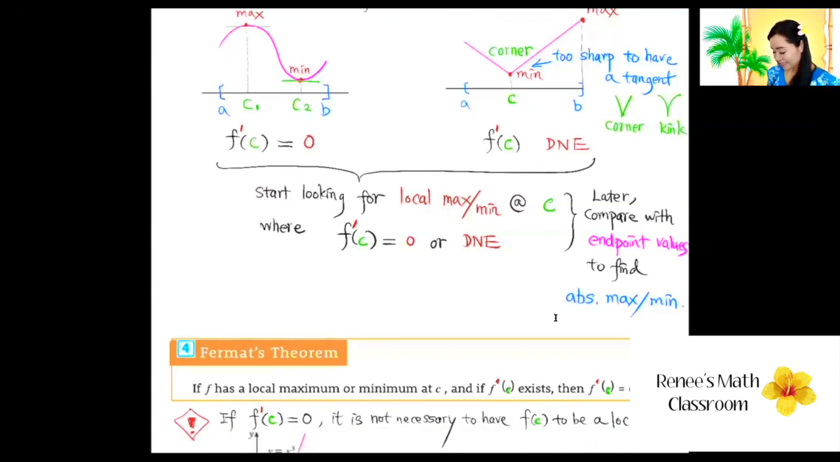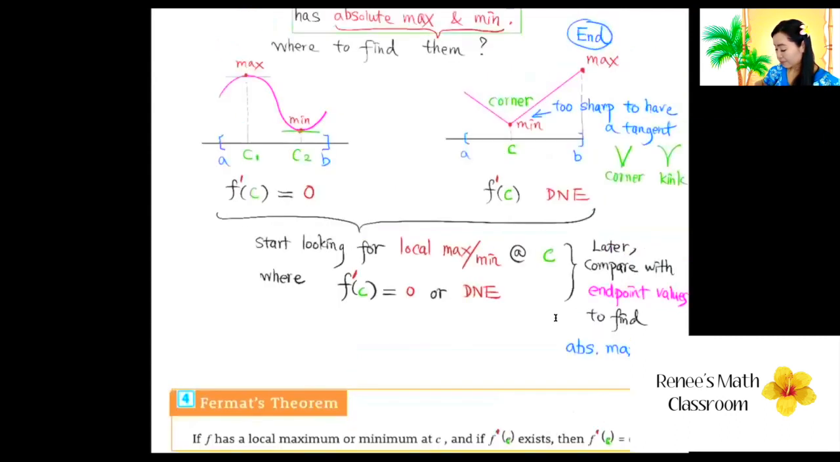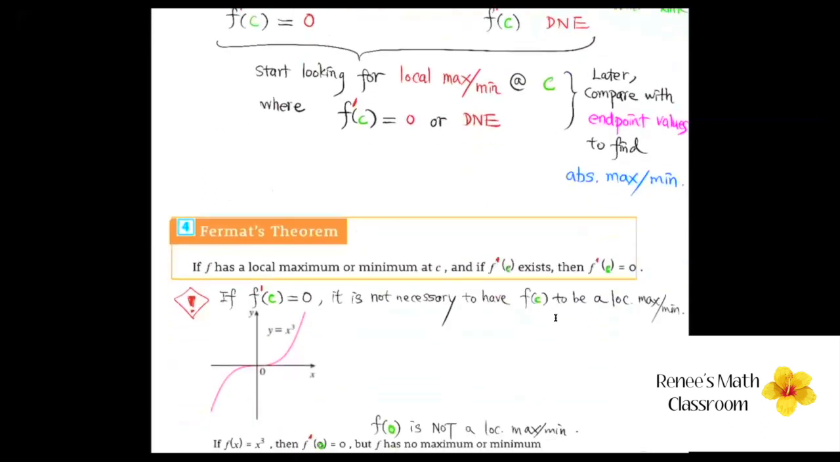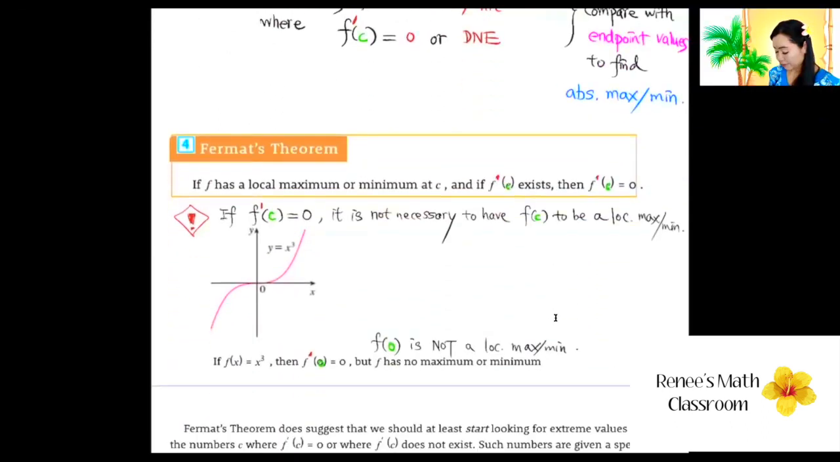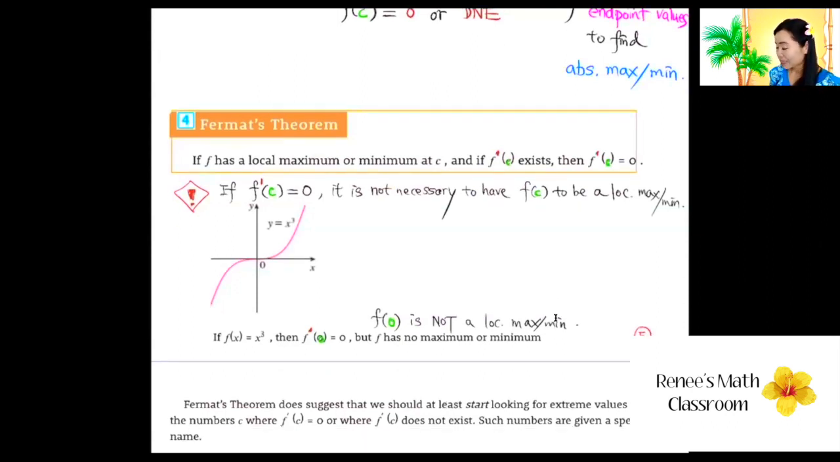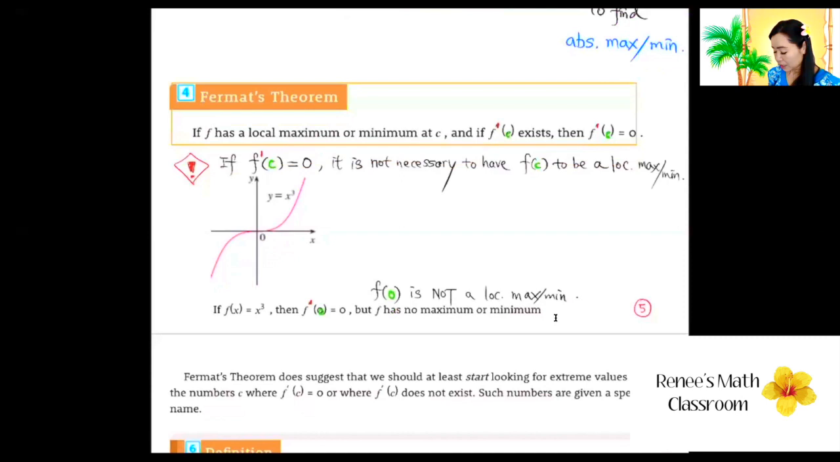All right, so do you get the idea? We first find potential local max and local min at these 2 places, and then later on we're going to compare those function values with the endpoint values to find the absolute max and absolute min. Okay, so this one here involves Fermat's theorem. Fermat is famous for his last theorem, but he has a lot of theorems. So this is one of his theorems.